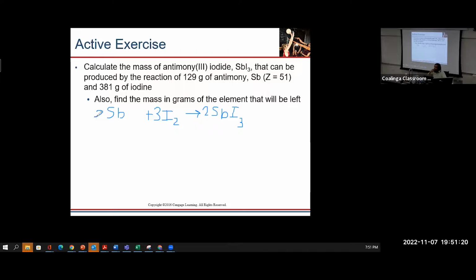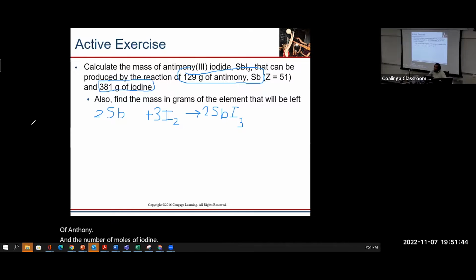There and there. Okay, now is it balanced? Okay. So now that we have a balanced chemical equation, we need to figure out the number of moles of antimony and the number of moles of iodine.